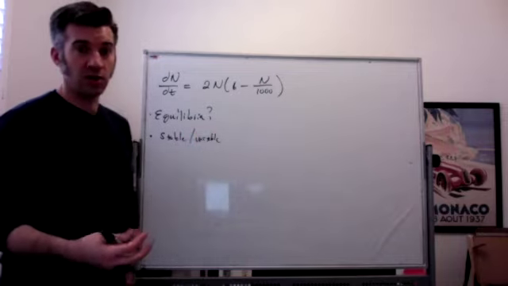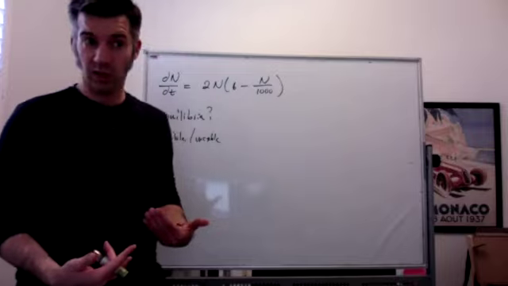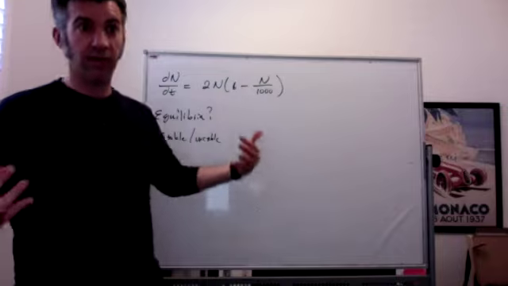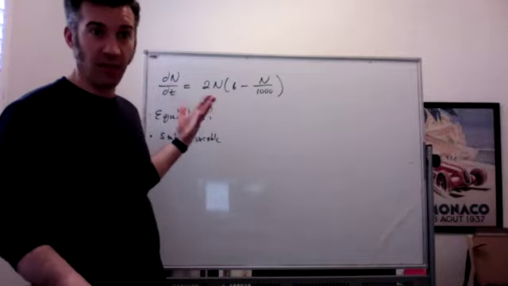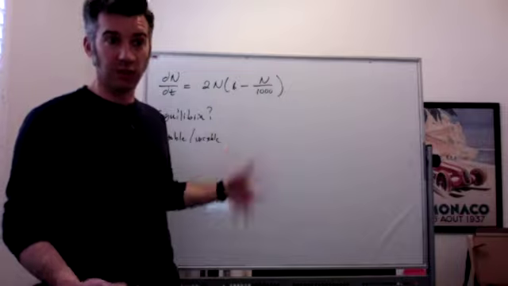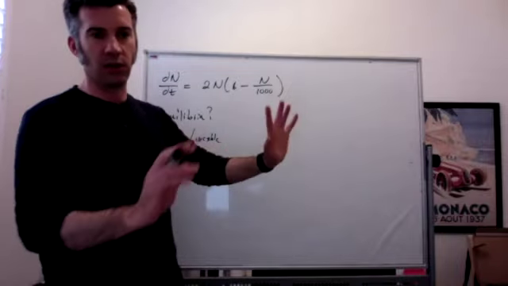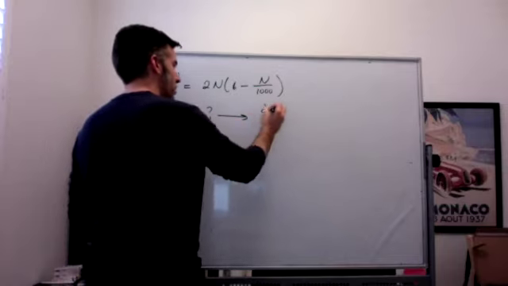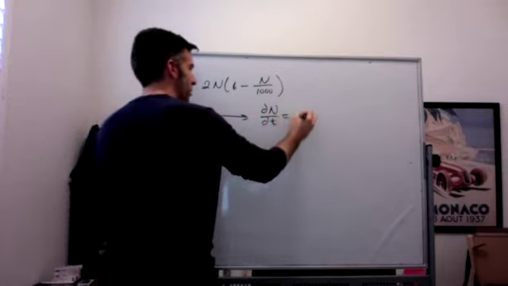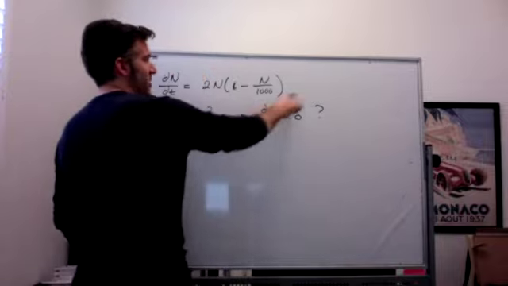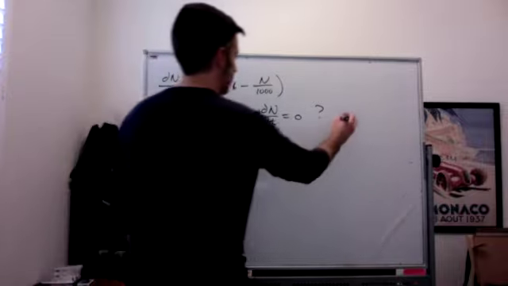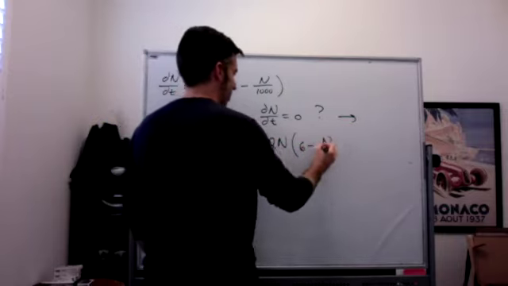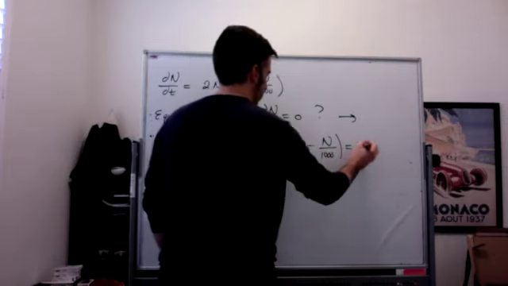Okay, so the equilibria are just the things that make the derivative equal to 0. Because if the derivative is 0, the system isn't changing. If the rate of change of n, the population, is 0, that means the population isn't changing, which means we are stable. Or sorry, we're in equilibrium. Maybe not stable equilibrium. So we're basically just trying to find where the derivative is equal to 0. So we're going to set 2n times 6 minus n over 1,000 equal to 0.